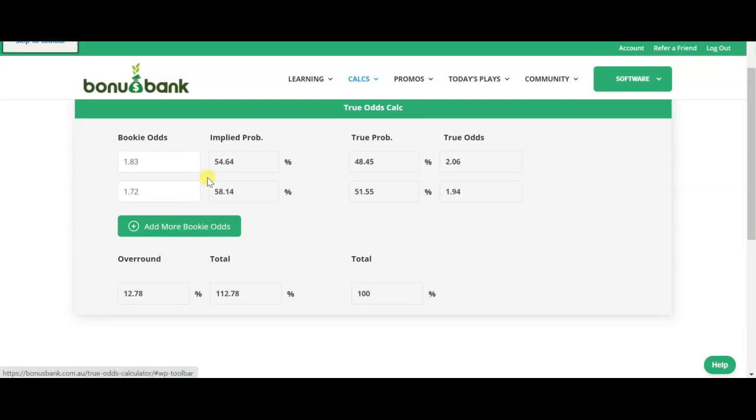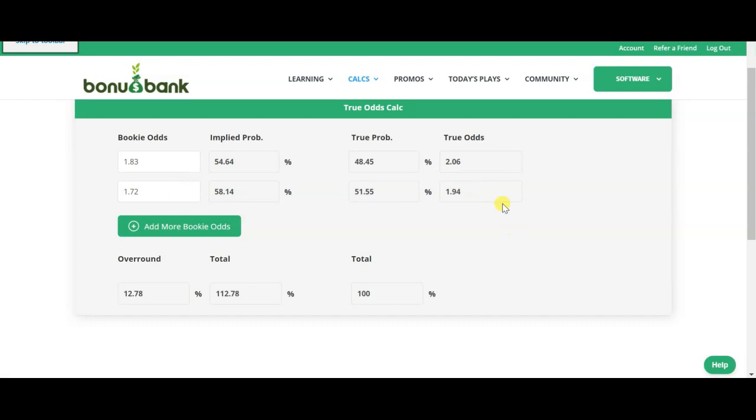And you can see that there's an overround on that market of 12.78%. That's pretty huge for a head-to-head market. And when we look at what the true odds should be, based on the formulas that we run on this calculator, we can see that that 1.83 should really be 2.06, and the 1.72 should be 1.94.